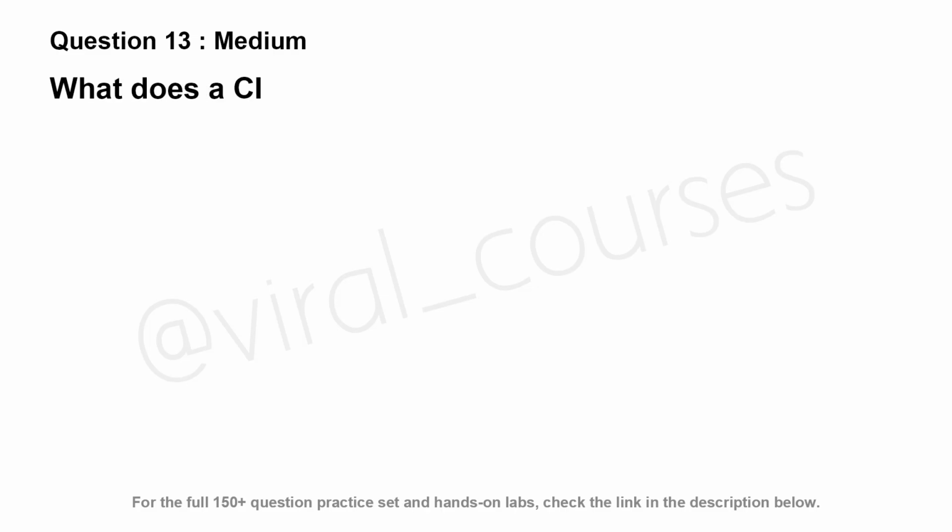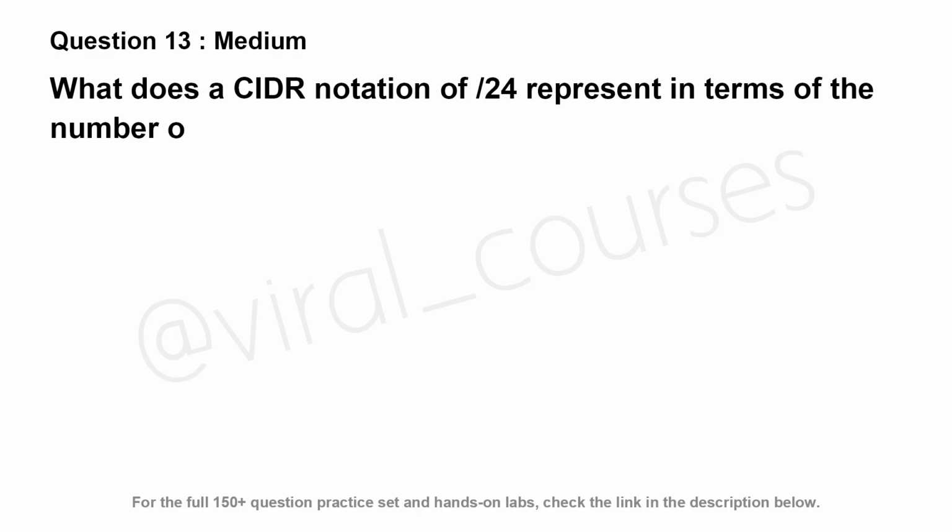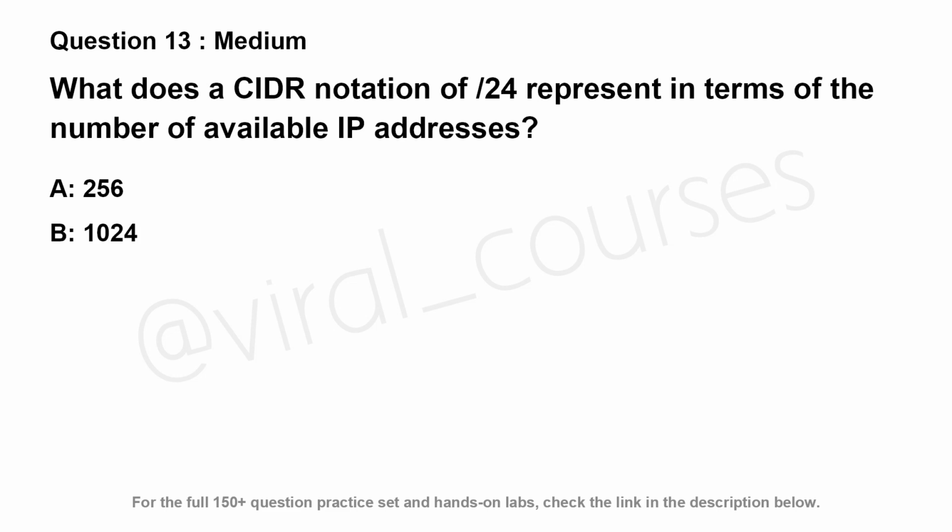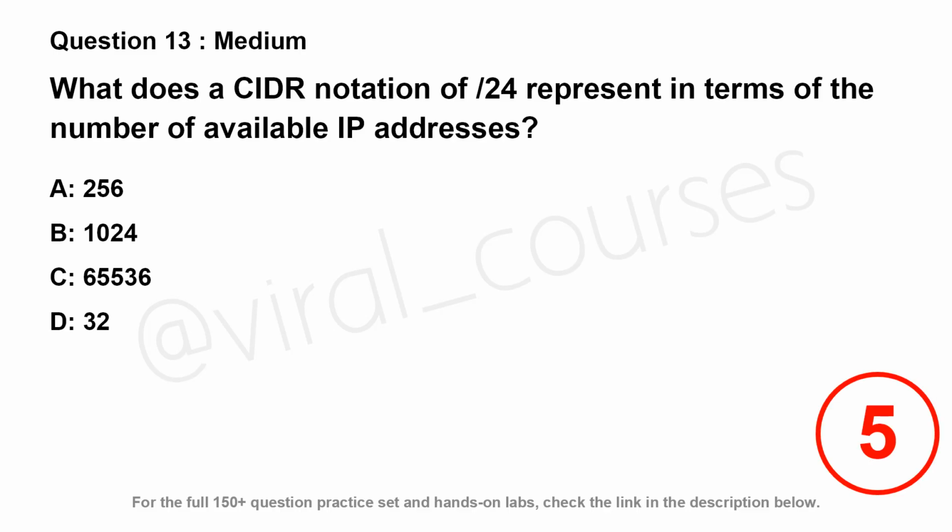What does a CIDR notation of /24 represent in terms of the number of available IP addresses? Option A, 256. Option B, 1024. Option C, 65,536. Option D, 32.